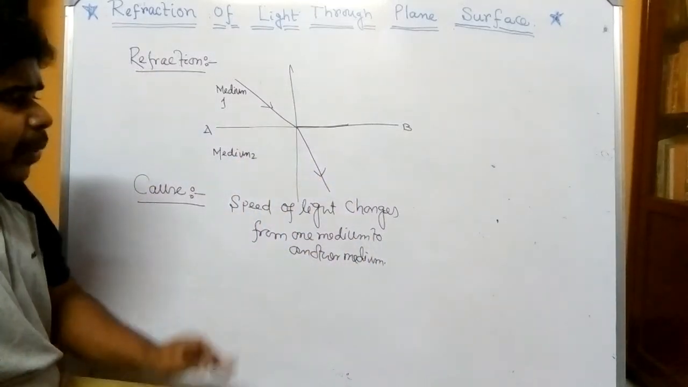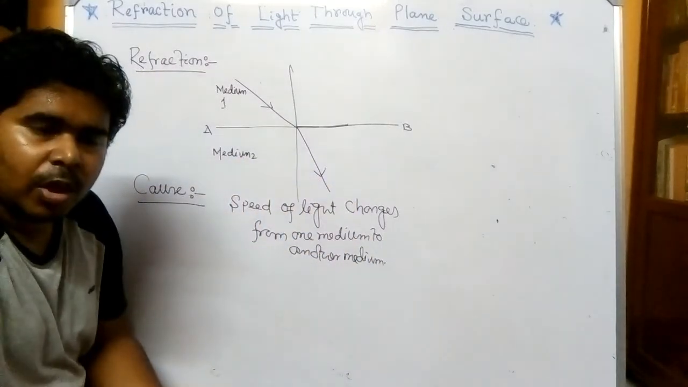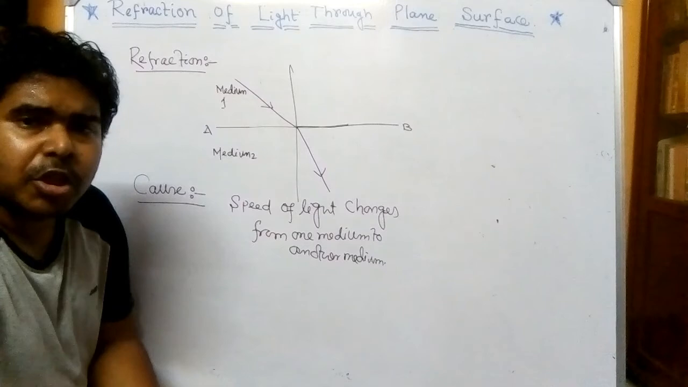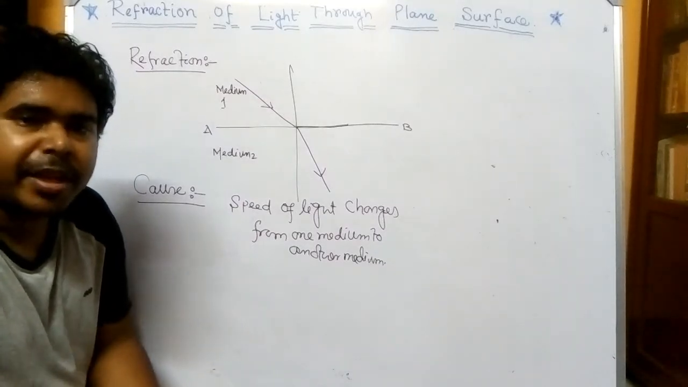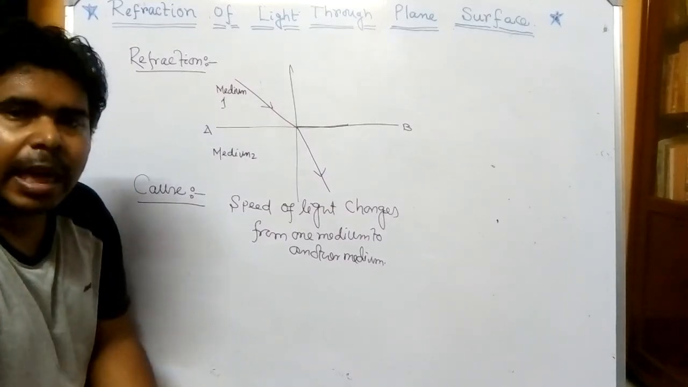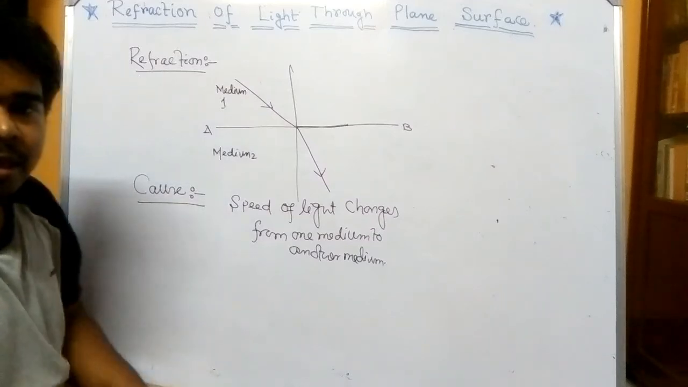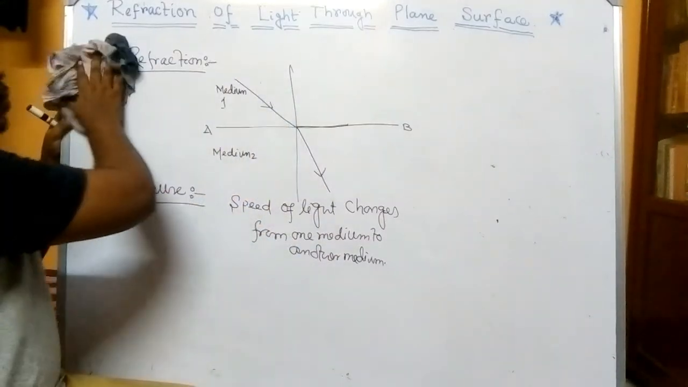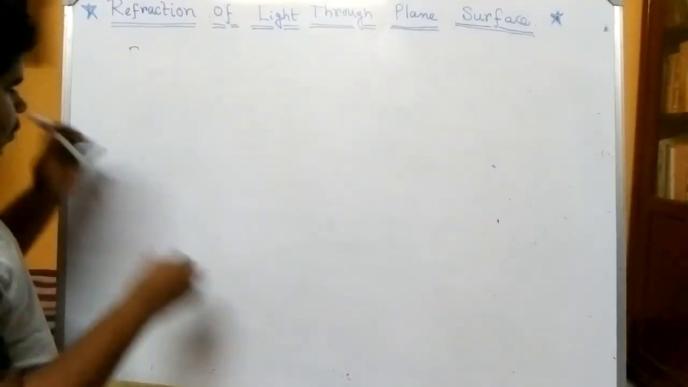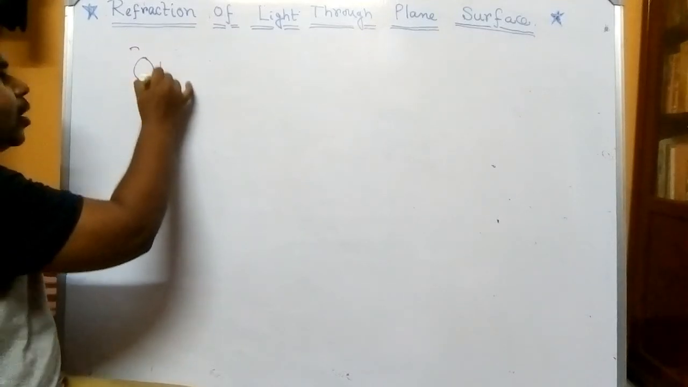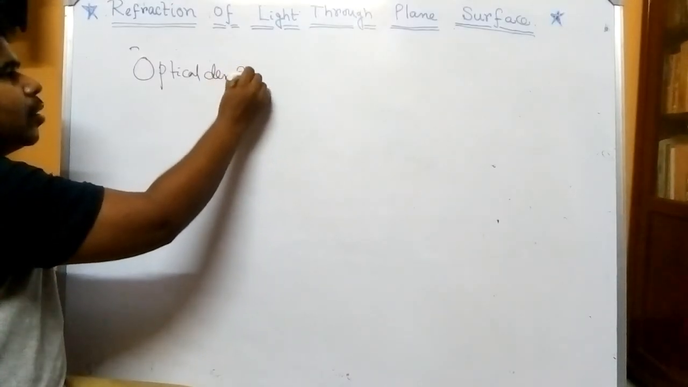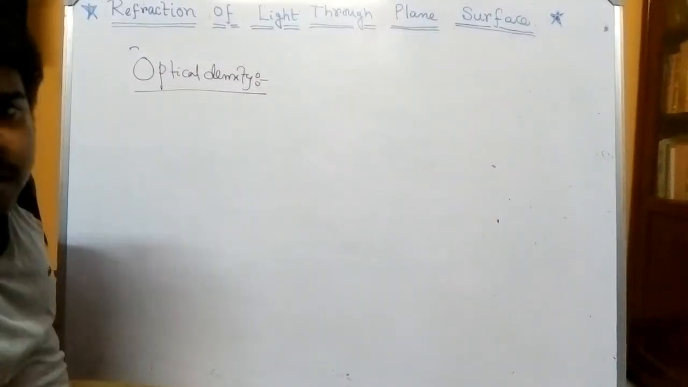Okay, now based on the speed of light, we can identify the transparency of a medium with a concept, and that is known as optical density. Now we have to see what optical density is. Let's see it. So our next target is to learn about optical density. What is it? What does it tell us?